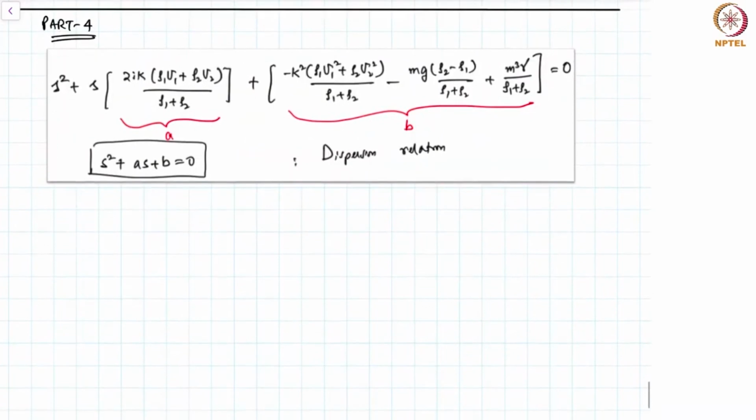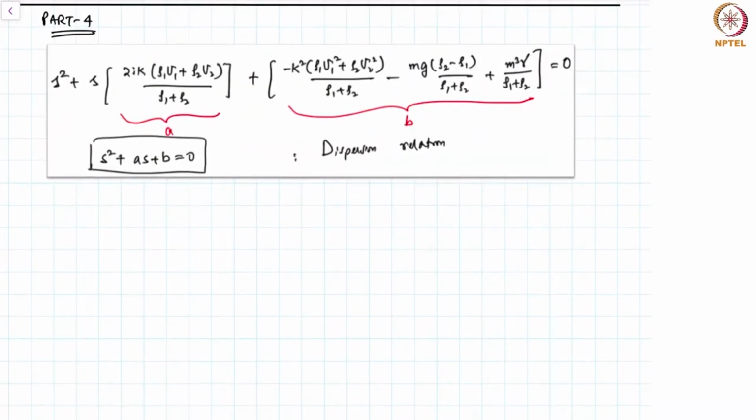Now let's look at part 4, the final part, which is the case where you have different velocities. I have again written down the general dispersion relation that we have already seen, for your benefit. This is the quadratic equation that we have. We will now be looking at the Kelvin-Helmholtz instability.